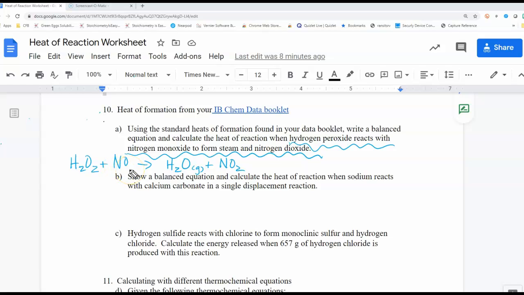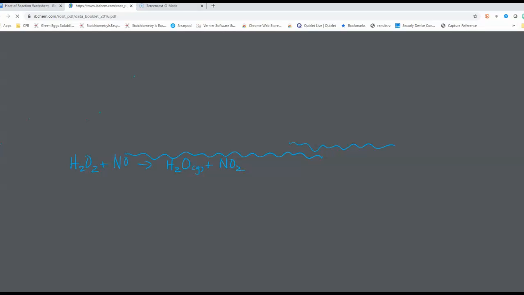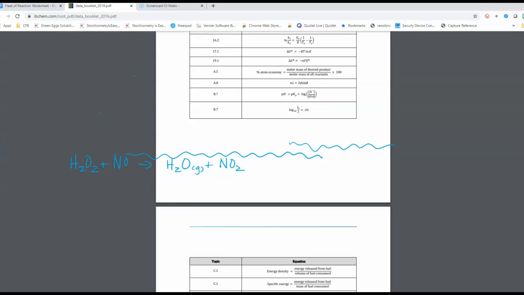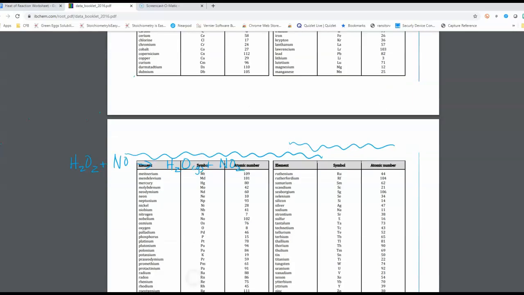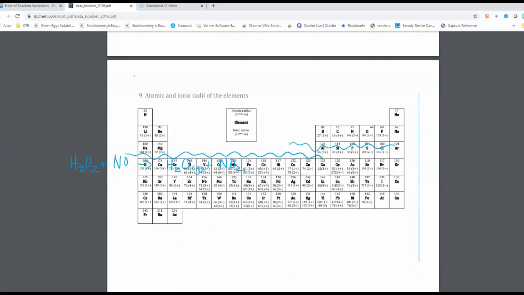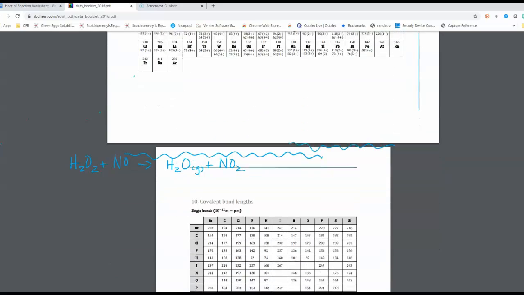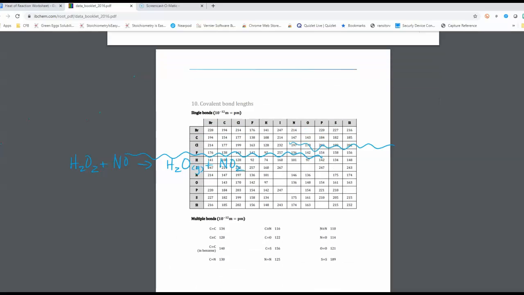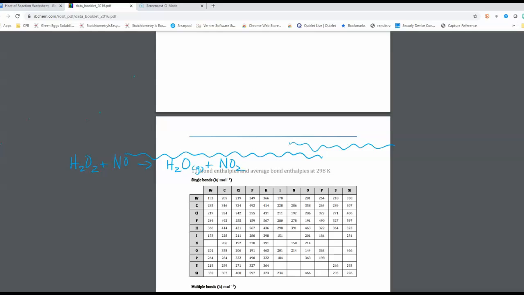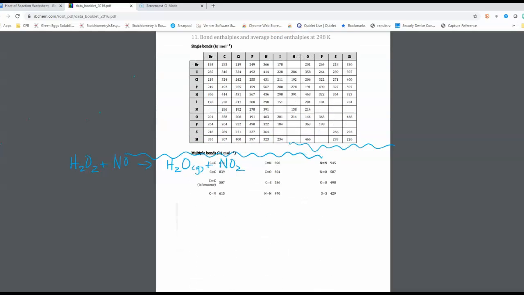So now we need to look for the information we need for each of these in our chemistry data booklet, and we're going to use heats of formation. So let's navigate to our chemistry data booklet and see what we can find. I'm going to scroll here and find our heats of formation. You can see all kinds of information. I'm going to go past the periodic tables, and those are bond lengths, so we don't need bond lengths. And then we get to bond enthalpies. We are not using bond enthalpies for this, so keep that in mind.